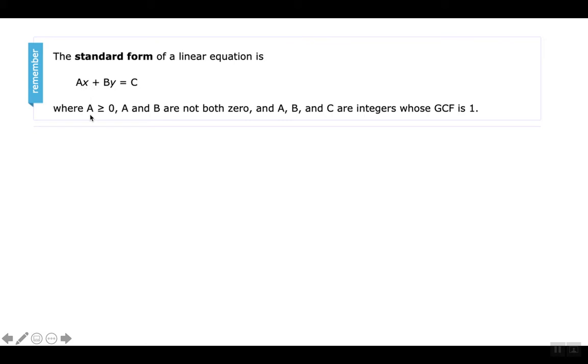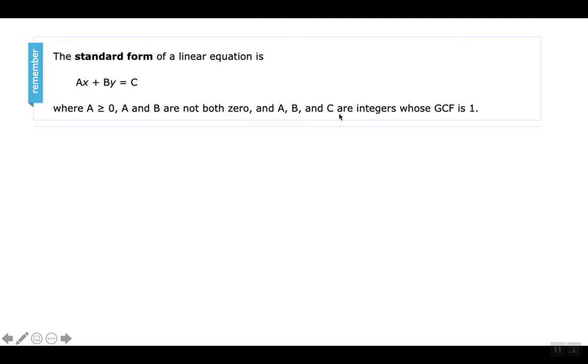Now, there's a couple of important conditions in order for your equation to be correctly written in standard form. First of all, a has to be a number greater than or equal to 0. You're not going to see a equal to 0 today, but basically a cannot be negative, all right? The number in front of x cannot be negative. A and b are not both 0. That's another condition, but you're not going to see that today. But just so you know, in standard form, a and b cannot both be equal to 0.